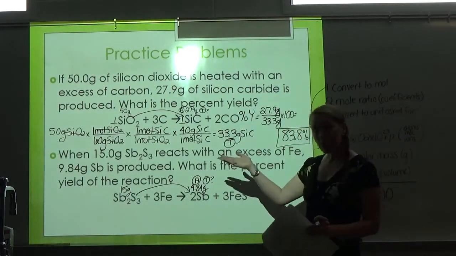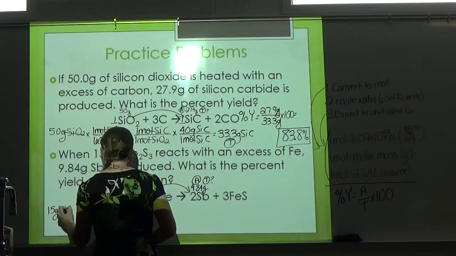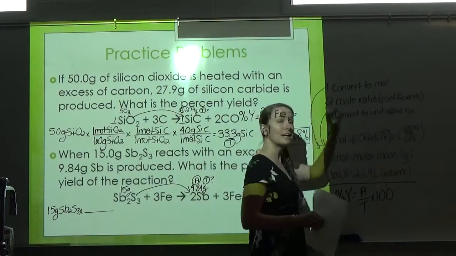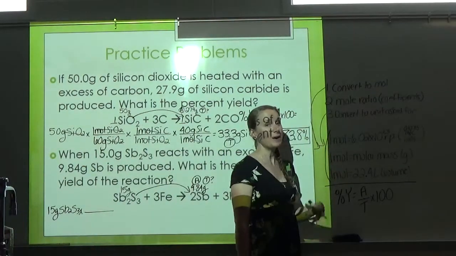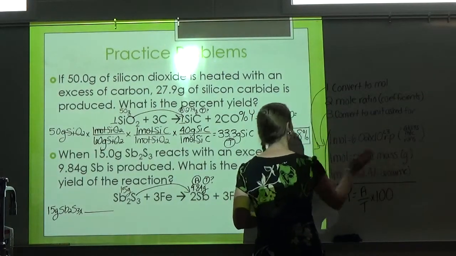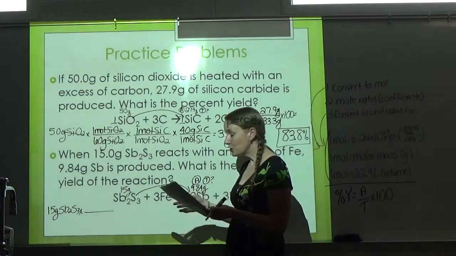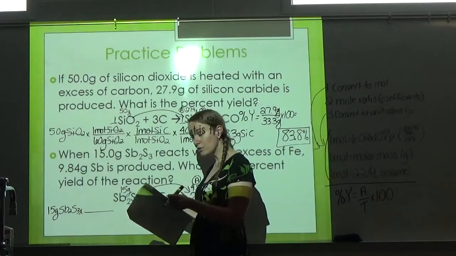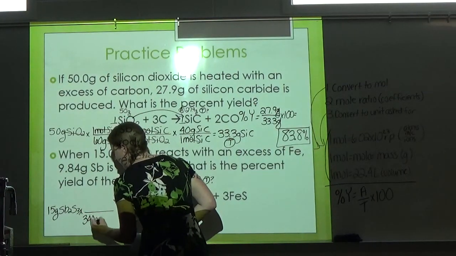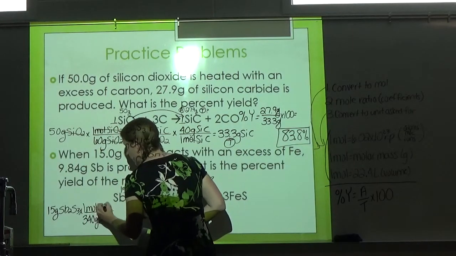All right, so I start with what I know, which is 15 grams of my Sb2S3. So first step, hopefully you're kind of getting used to the steps. I know I am in all these lesson videos. First step is to convert to moles, so I'm going to use molar mass since of course I was given grams. So when you add up Sb2S3, you end up getting about 340 grams per mole. So I'm going to put grams on bottom so that I can follow my golden rule, my 1 mole on top.